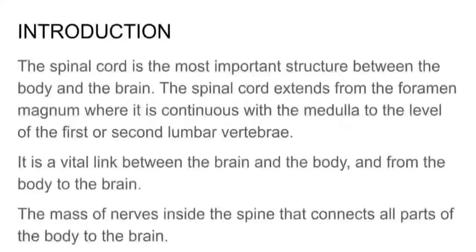Spinal cord. Introduction. The spinal cord is the most important structure between the body and the brain. The spinal cord extends from the foramen magnum, where it is continuous with the medulla, to the level of the first or second lumbar vertebra. It is a vital link between the brain and the body, and from the body to the brain. The mass of the nerves inside the spine that connects all parts of the body to the brain.